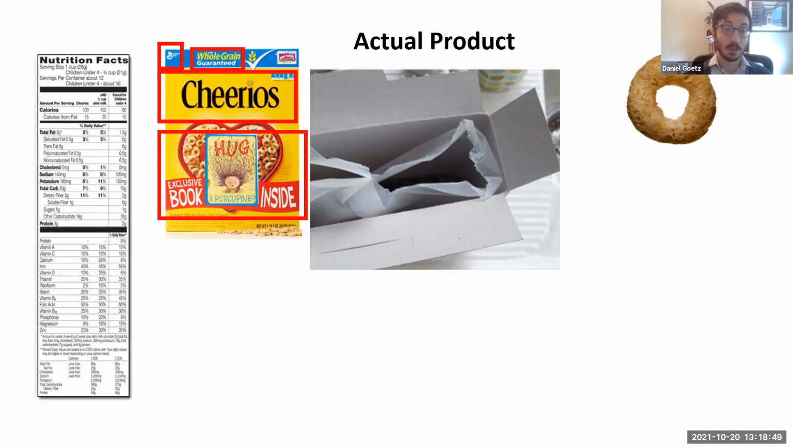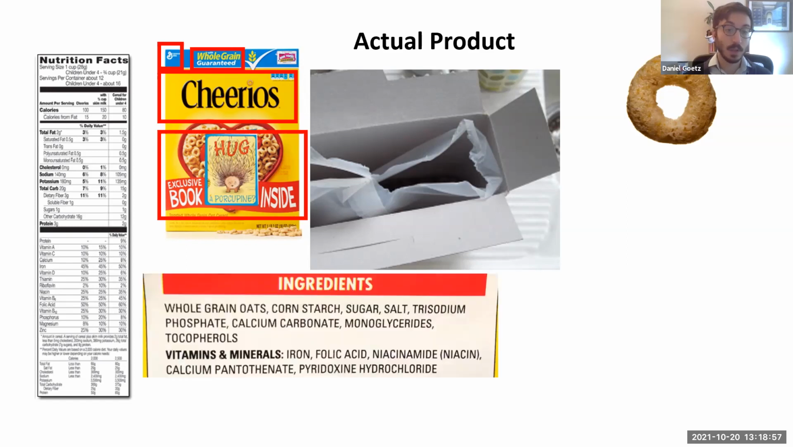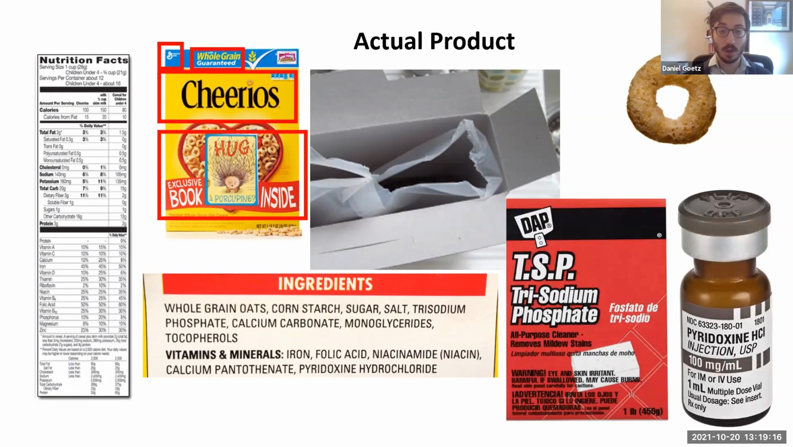And nutrition facts speak to the ingredients. All the ingredients were chosen deliberately as part of this product, including not just the ones you'd expect, whole grain oats, sugar, etc., but also trisodium phosphate, calcium carbonate, etc., right? Pyridoxine hydrochloride, which are all deliberate choices that are being included. Actually, this is something that you can get from a doctor with a prescription. So we'll come back to what this thing is.